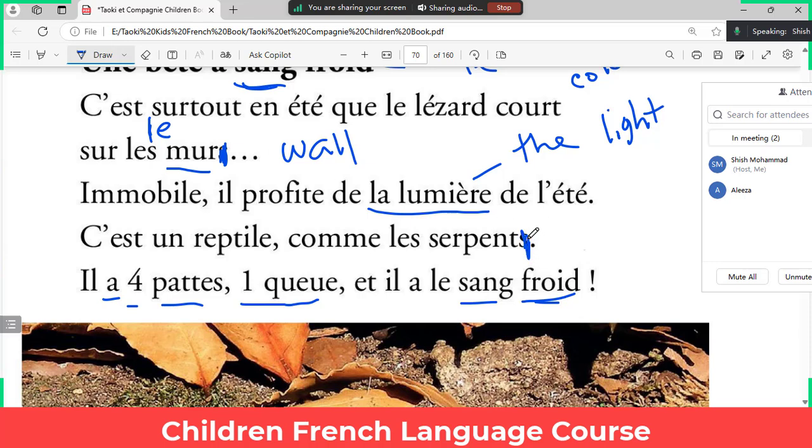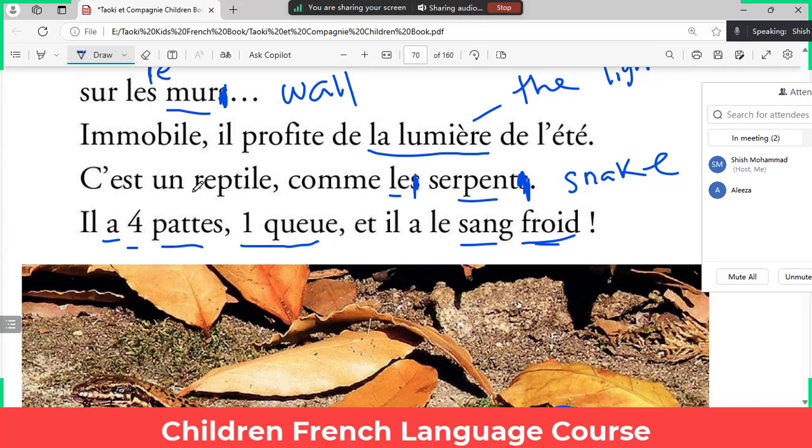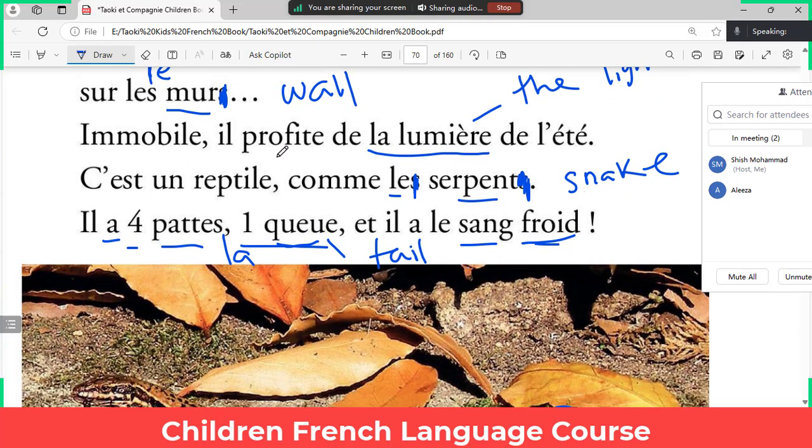Then write this one without S, and here without S. Le serpent. Le serpent means snake, S-N-A-K-E. Snake. And then this one, I mean, write this with la, okay? La queue means tail, T-A-I-L, tail, legs. Done.